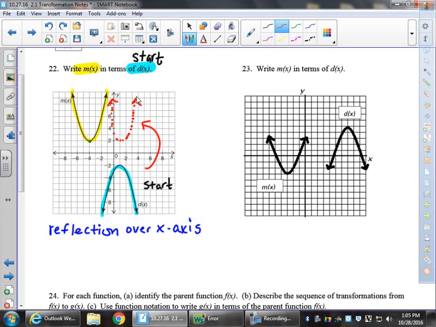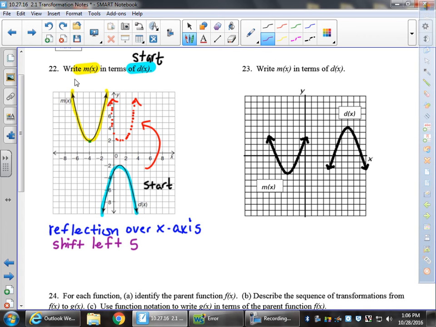Then you have to ask yourself, once it was reflected, what happened to it next? Well, next, it was shifted left. How many? 1, 2, 3, 4, 5. Shifted left 5. And once it was shifted left 5, we ended up here at m of x.